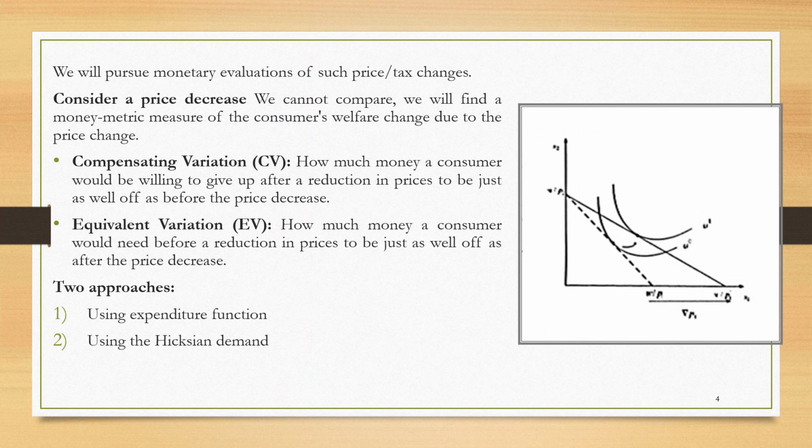So first, we will deal with the welfare effect due to a price decrease. Two money-metric measures will be employed here. One is the compensating variation and another is the equivalent variation. The compensating variation implies the amount of money the consumer is willing to give up after the price decrease to be just as well off as before the price decrease. On the other hand, the equivalent variation implies the amount of money the consumer needs to receive before the price decrease to be just as well off as after the price decrease.